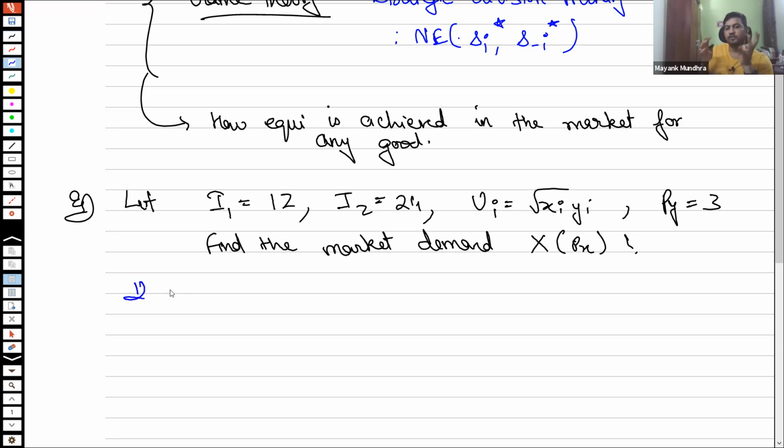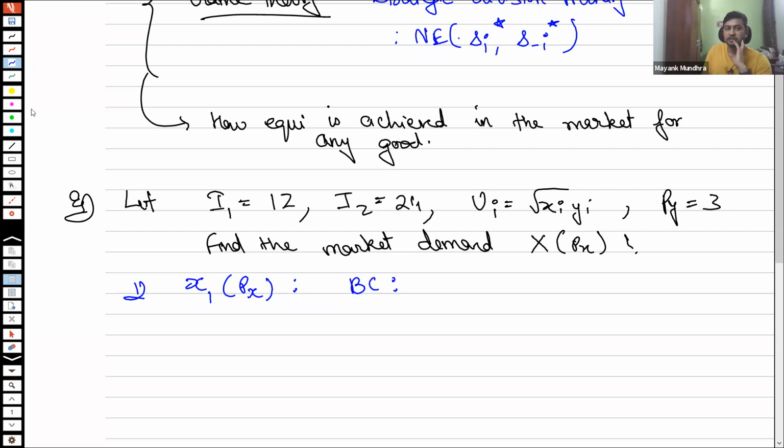All right. So first I have to find the demand function for person 1. So find the demand function x1 as a function of px. To find that, I would use my utility maximization rules. That is MRS equals to price ratio and budget constraint.